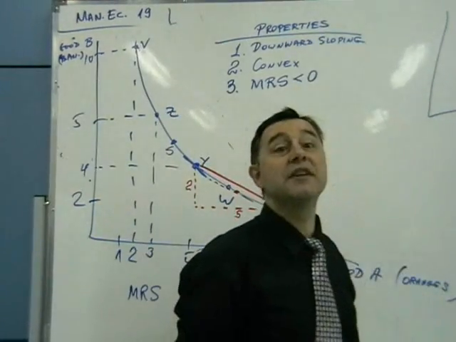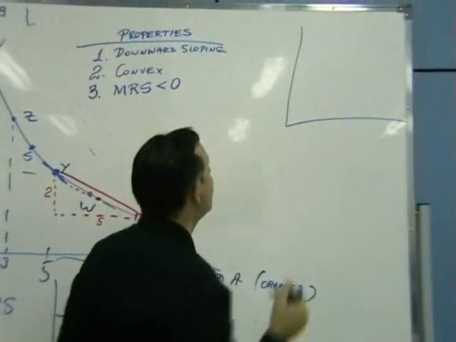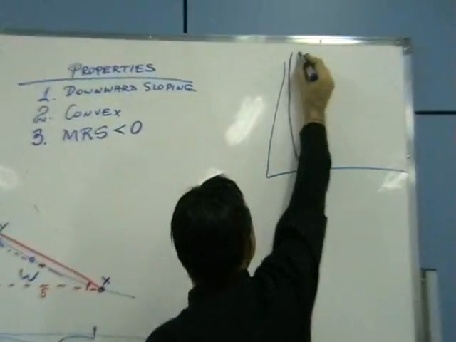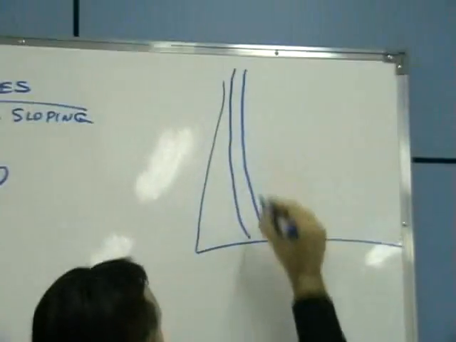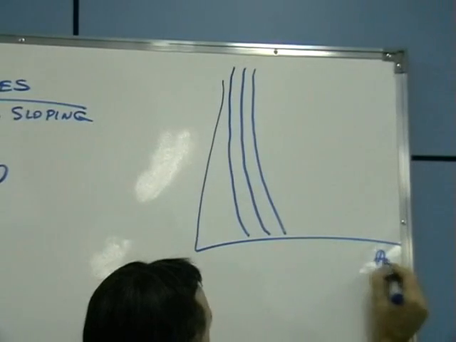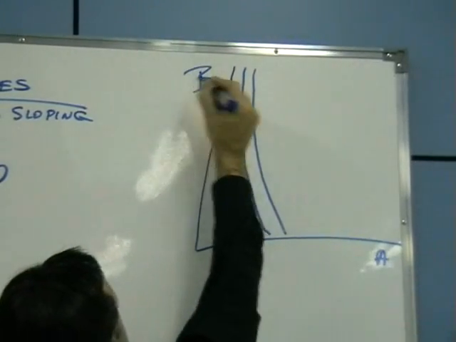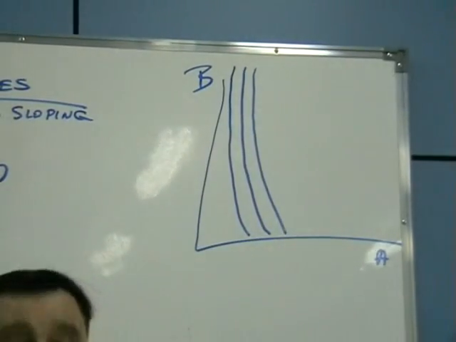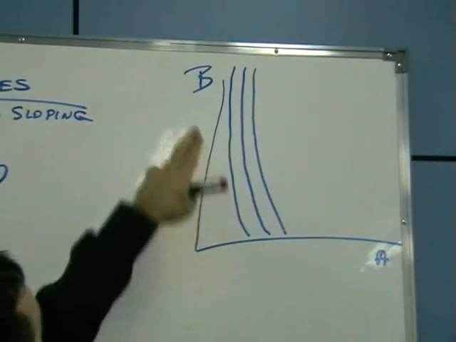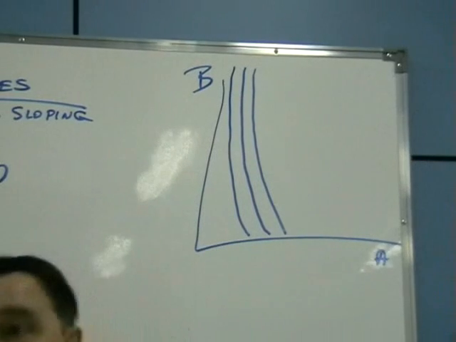Here's an example of a strong preference skewed to the one good. Like this, like this, like this. This is A, this is B. So, this consumer has a preference for which good? B. This consumer has a preference for B.